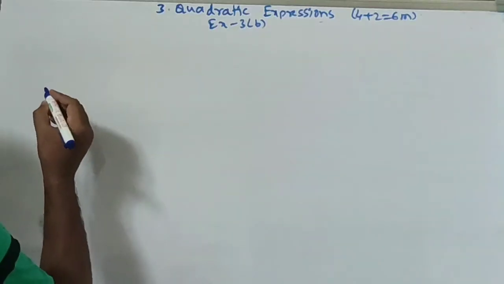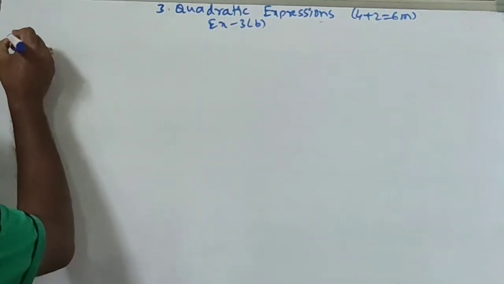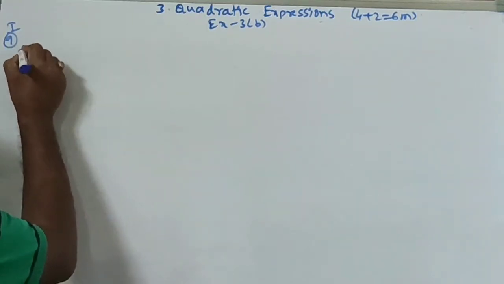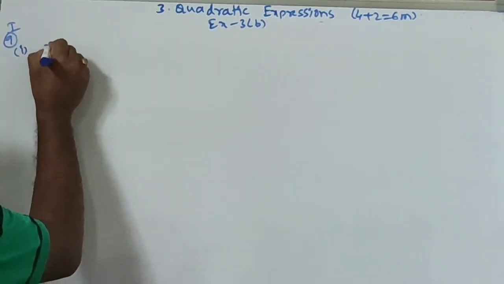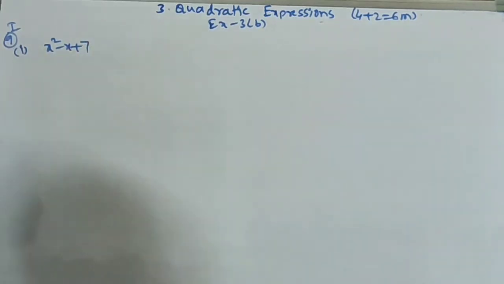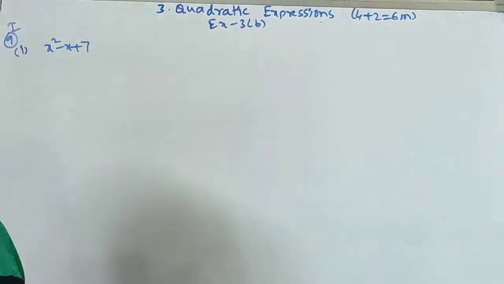Question 9, first bit. Find the maximum or minimum values of the following expressions. First one, x square minus x plus 7. So this is the expression we need to find the maximum or minimum value of.